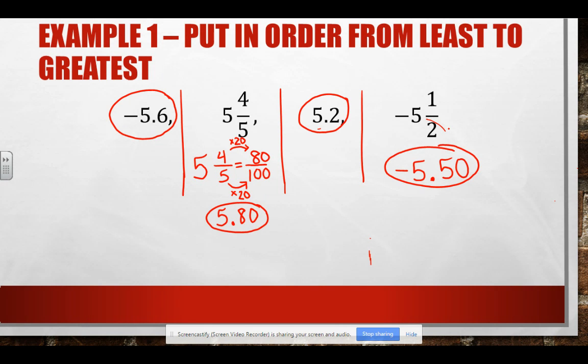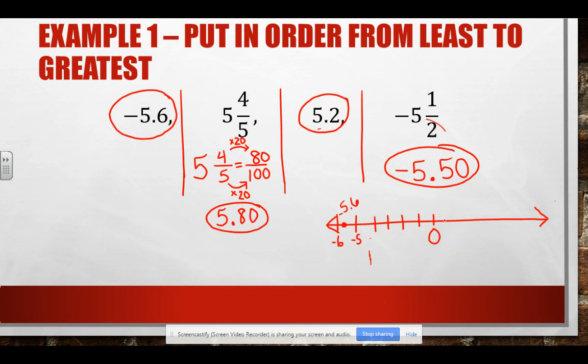My second step was to put them on a number line. So I'm going to draw myself a number line. I have both positives and negatives. So I'm going to write 0 right there in the middle. Now, my first number is negative 5.6. So I've got negative 1, negative 2, negative 3, negative 4, negative 5, negative 6, and negative 5.6 is going to be about right there, a little bit over halfway between negative 5 and negative 6.